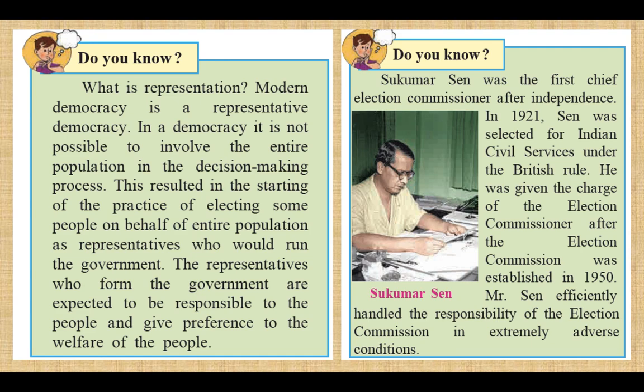Sukumar Sen was the first chief election commissioner after independence. I want all of you to underline this. It can come as an objective type question. Okay. In 1921, Sen was selected for Indian civil services under the British rule. He was given the charge of the election commissioner after the election commission was established in 1950. Mr. Sen efficiently handled the responsibility of the election commission in extremely adverse conditions.